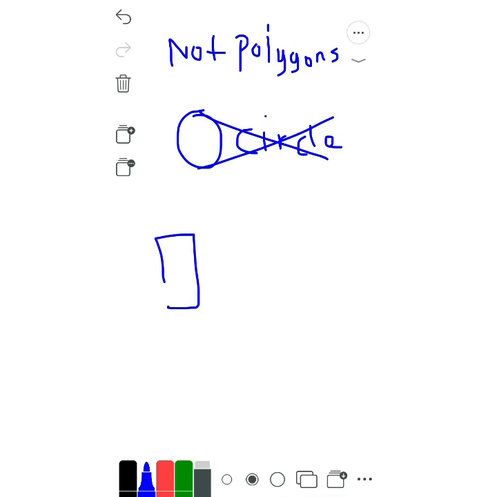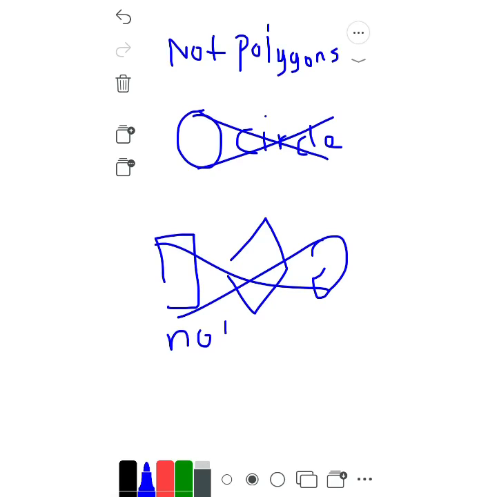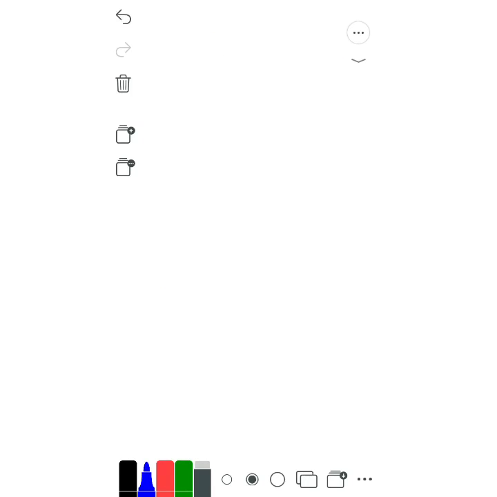And not polygons, as you can see, that's a rectangle kind of, almost, but it's still not a polygon. Same thing to that rhombus and the other shape. Those are not polygons because they're not closed figures. So that's how you classify the non-polygons.